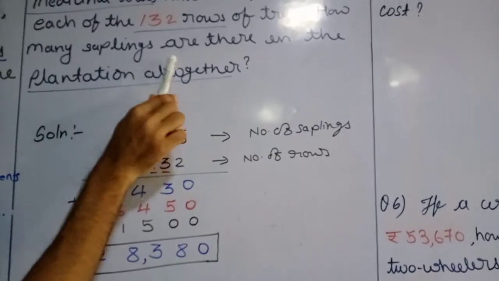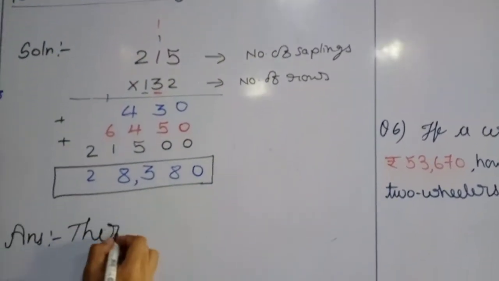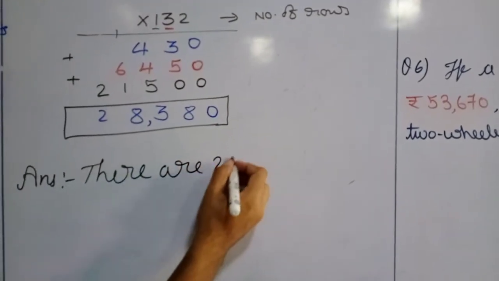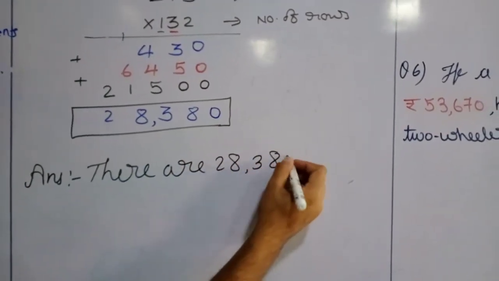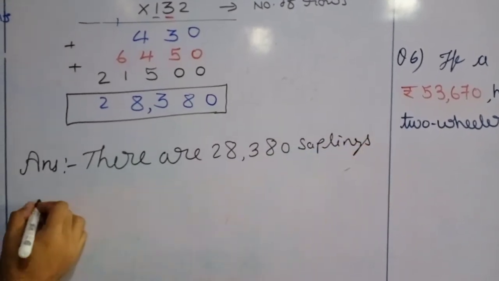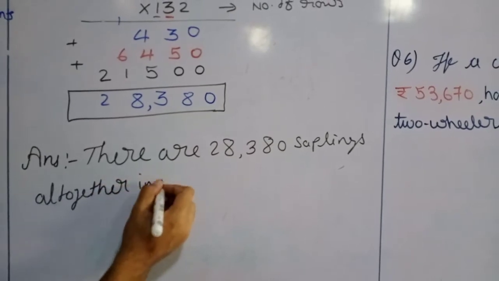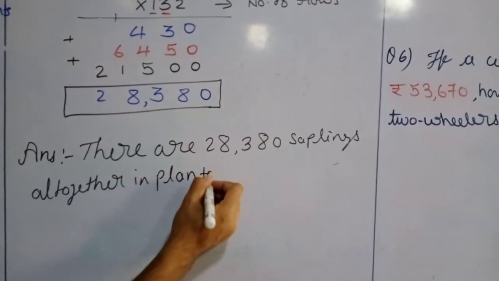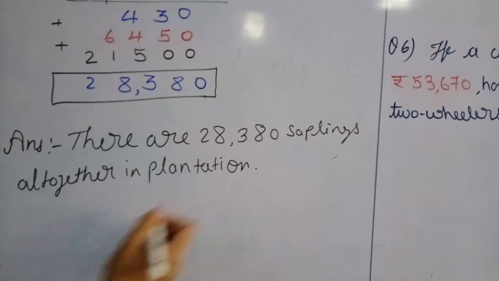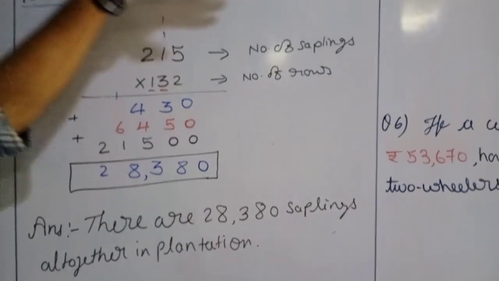How many saplings are there in the plantation altogether? So there are 28,380 saplings altogether in the plantation. This way we have to conclude our answer. Now move to the next sum.